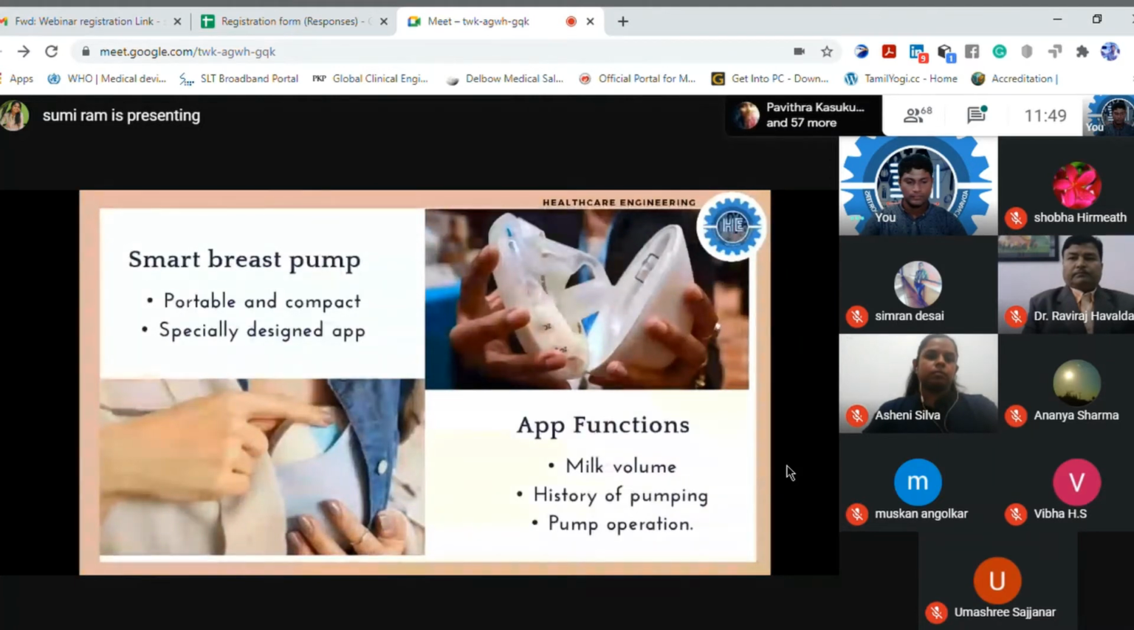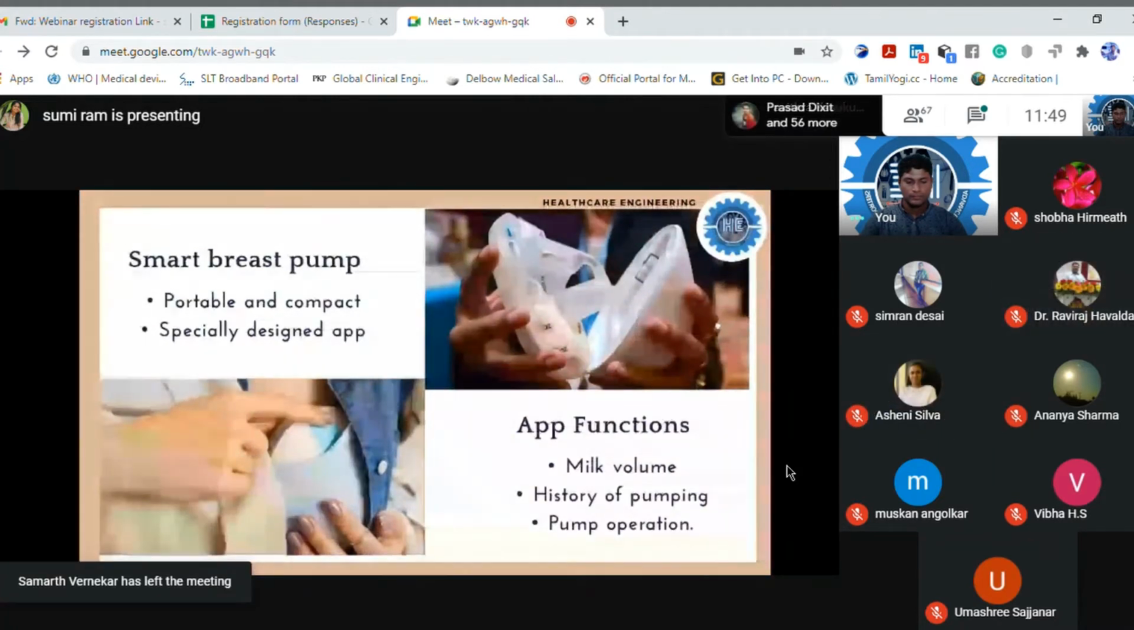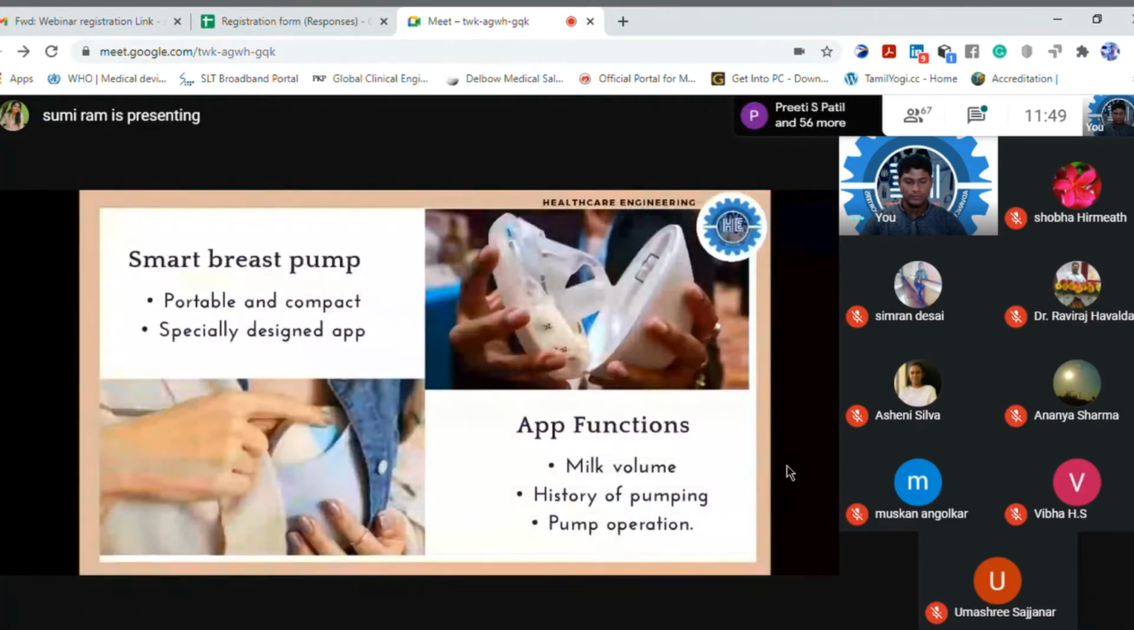Now the first device is the smart breast pump, which is a portable and compact device. This smart breast pump is invisible and it is also light in weight. The smart breast pump can be worn inside a nursing or maternity cloth, and the pump is placed on the chest and connected to a specially designed app. With the help of this app, the breast pump monitors the milk volume and the pumping history of each breast. It also has auto turn on and off options.